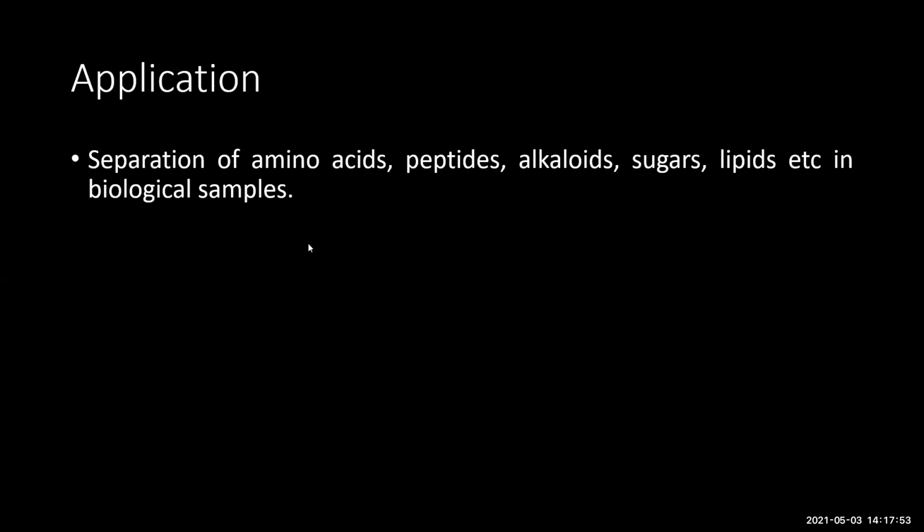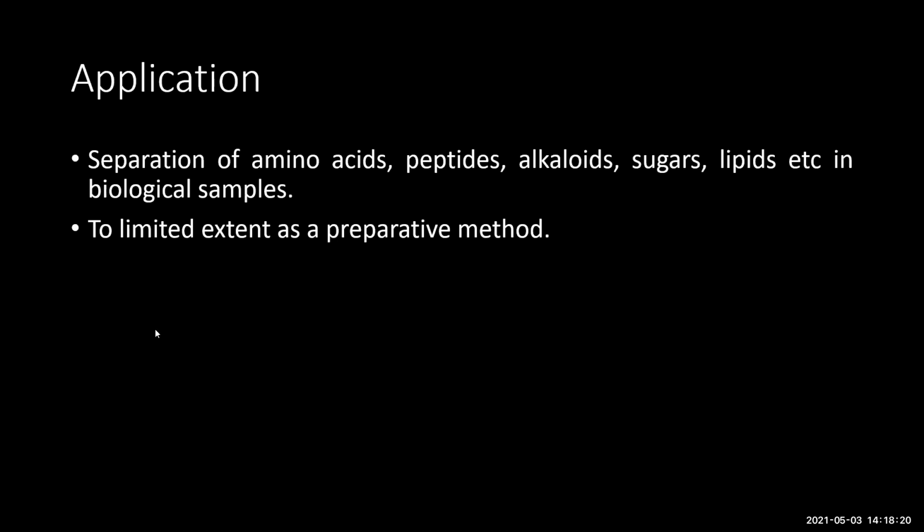So where do we use it? What is the clinical application of this method? We commonly use it for separation of amino acids, peptides, alkaloids, different types of sugars, different types of lipids, etc. in the biological sample. Whenever we require to isolate a particular type of molecule from a mixture of sample, we can use paper chromatography, because it is easier to perform and it is cheaper. It can also be used to a limited extent as a method for preparation.